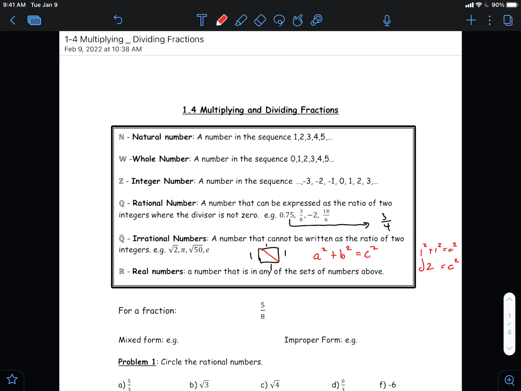So we're going to get the square root of both sides. So we get the square root of 2. Does anybody know what happens if you try to square root 2? Does anybody know what the answer is?